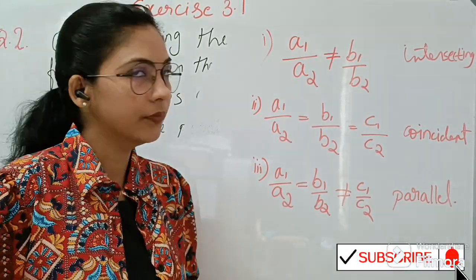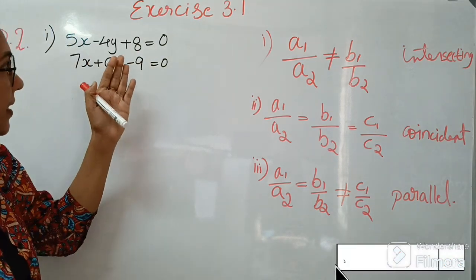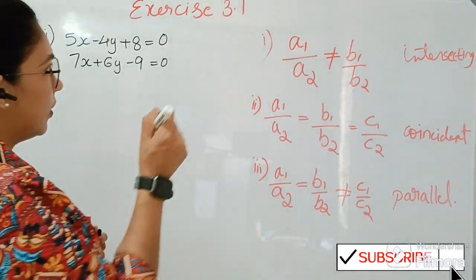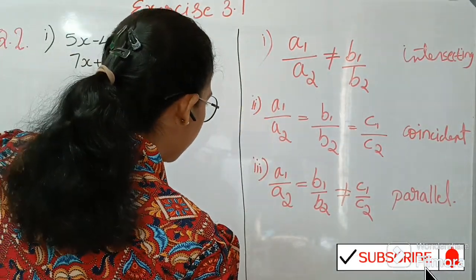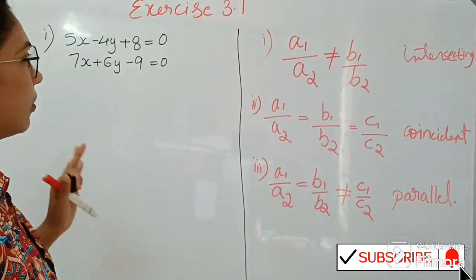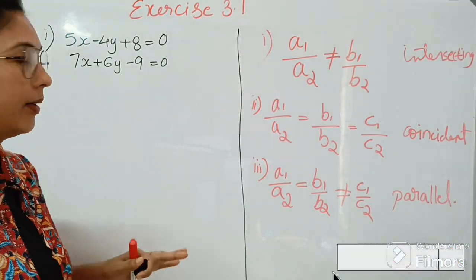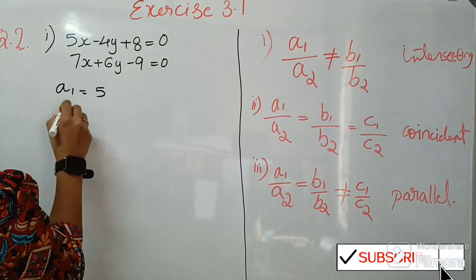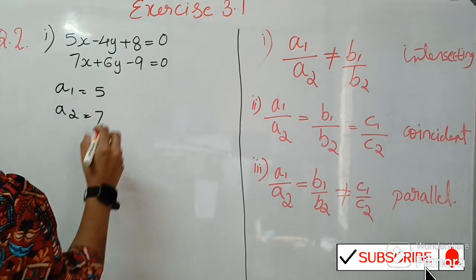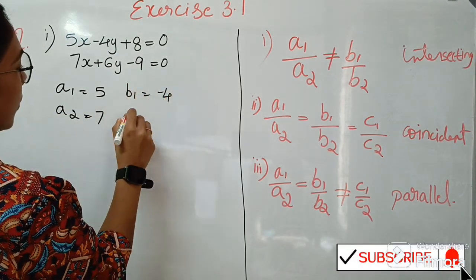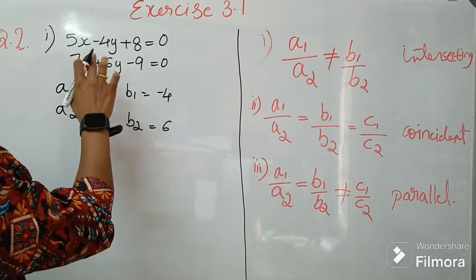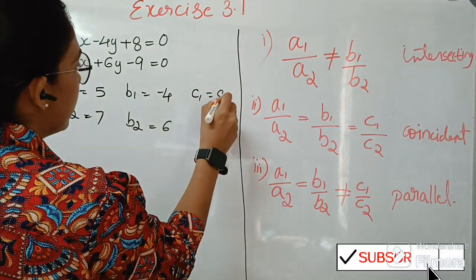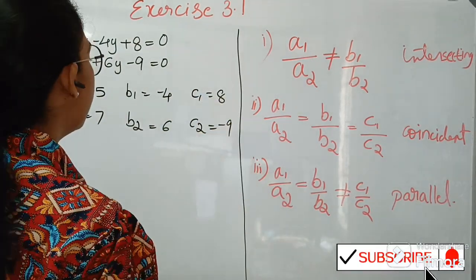And the first one is 5x minus 4y plus 8 is equal to 0, then 7x plus 6y minus 9 is equal to 0. So this is the first one. Using all these relationships, we have to find out whether the lines are intersecting, coincident or parallel. From this, a1 is equal to 5 and a2 is equal to 7. b1 is equal to minus 4 and b2 is equal to 6. Don't forget to write the minus sign. And c1 is equal to 8, c2 is equal to minus 9.